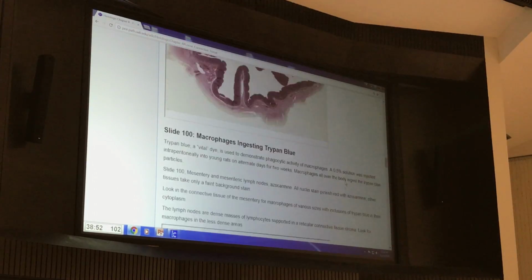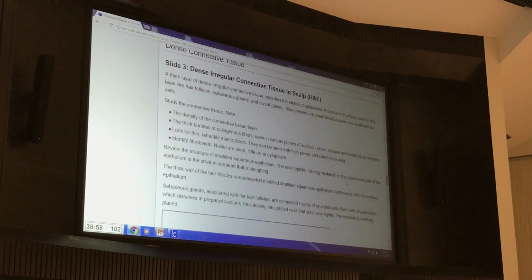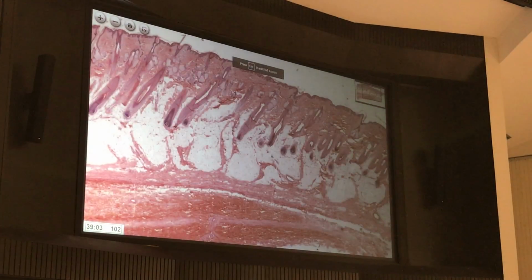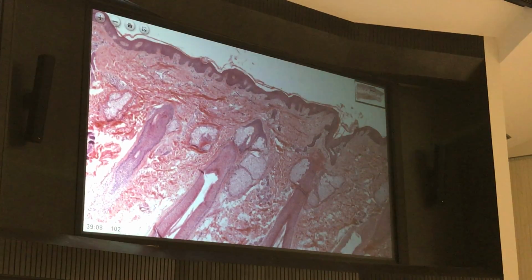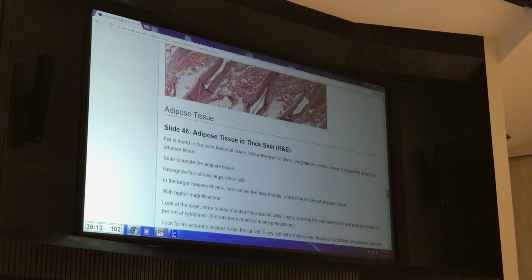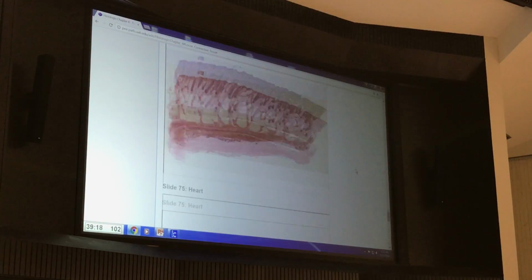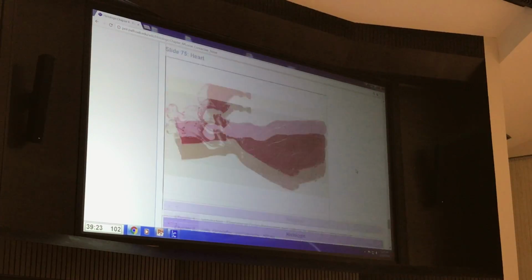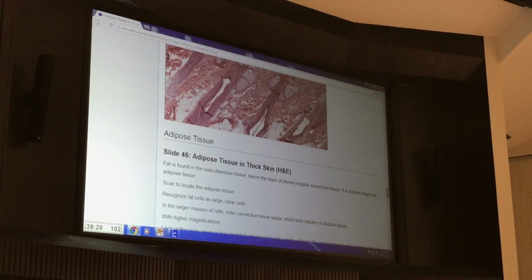Now we won't look at the colon. Let's look at this. No, here. I'm looking for one that's stained. We already looked at this. Yeah, adipose tissue down here and dense irregular. Let's see if we have one that's looked at thick skin. Surely I have one. Do I not have one that's stained for elastic fibers? Let me look.